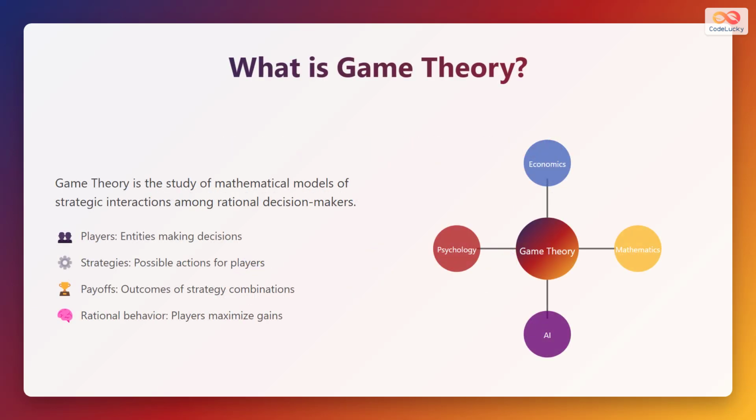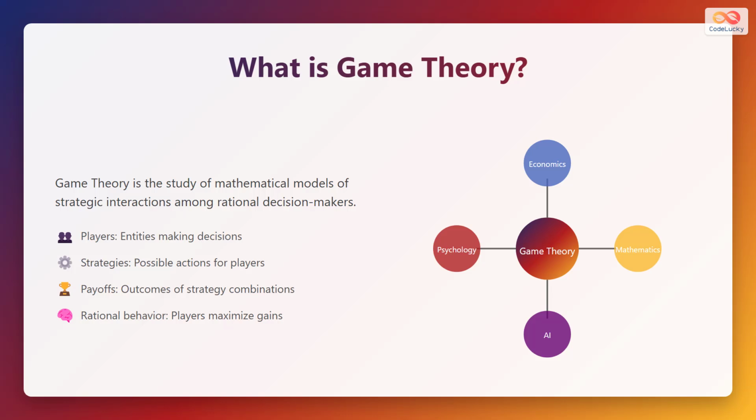So, what exactly is game theory? At its core, game theory is the study of mathematical models that describe strategic interactions between intelligent and rational decision-makers. It's about understanding how individuals or entities make choices when the outcome of their choices depends on the choices of others. There are four key components of game theory.